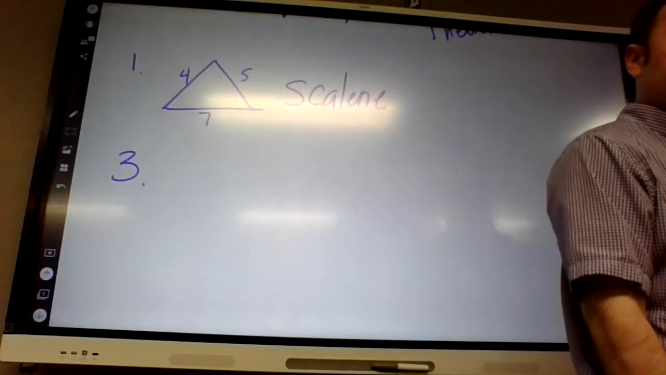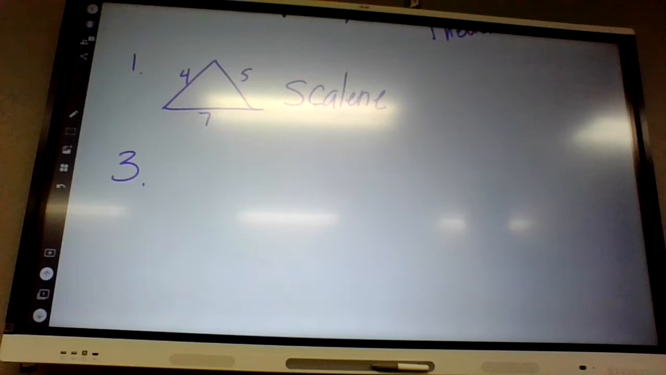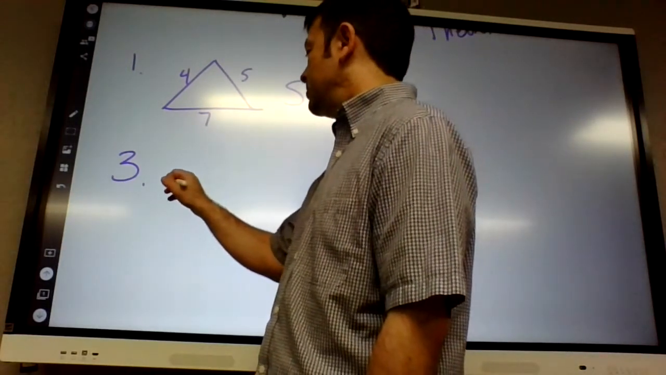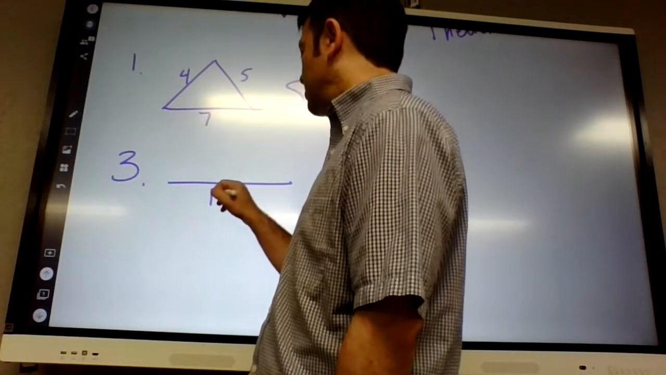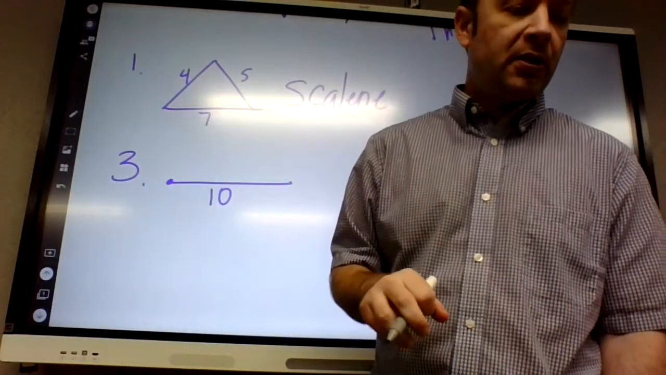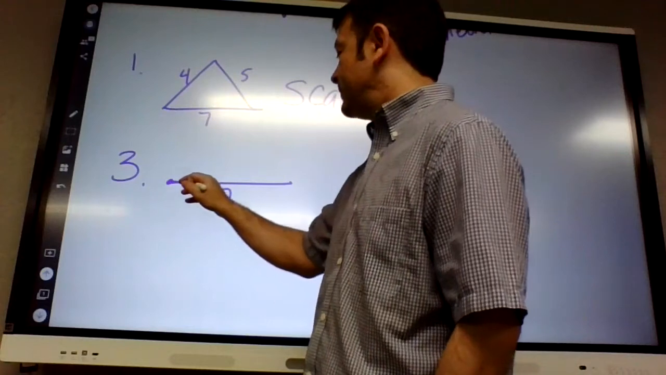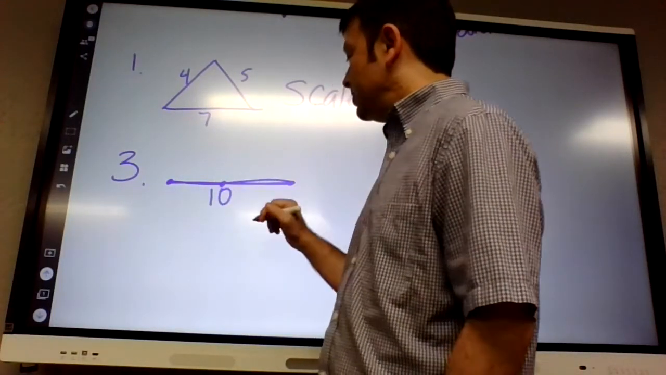Number 3. So we got a 5, a 10, and a 5. Can a side of 5 and 5 go with a 10? No. What would happen? It wouldn't touch. No, it would touch. It'd make a straight line, because 5 gets you halfway there, and then the other 5 gets you halfway there.